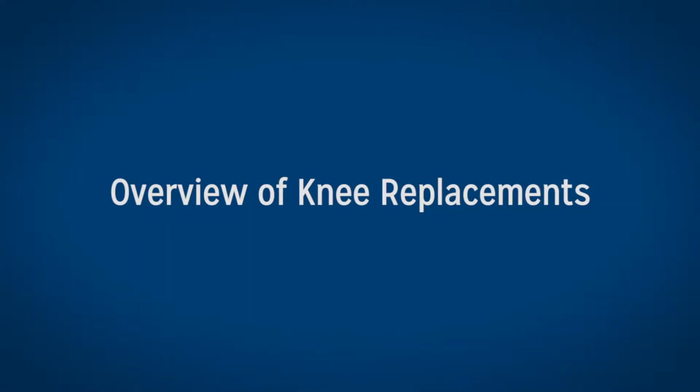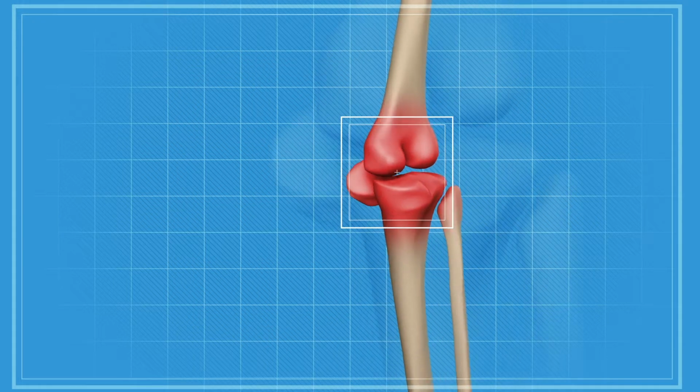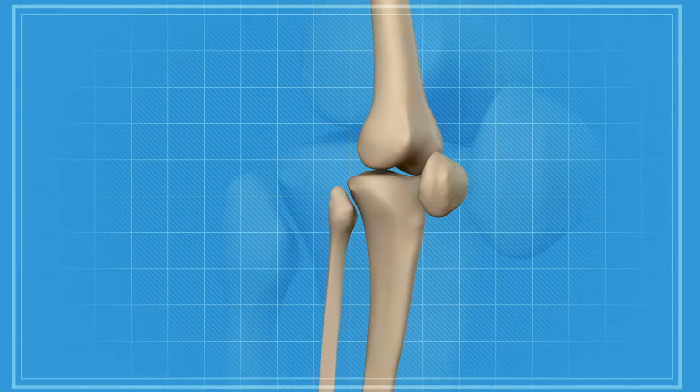In order to talk about the types of knee replacement, we need to talk about the anatomy of the knee. The knee is divided into 3 compartments: the inside, the outside, and in the front. When a patient has arthritis in just one of those 3 compartments, then we can do a partial knee replacement.